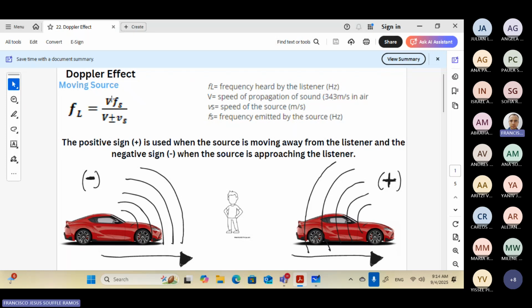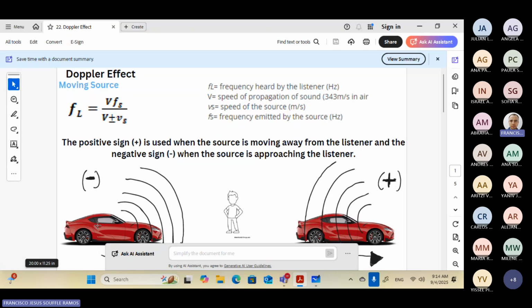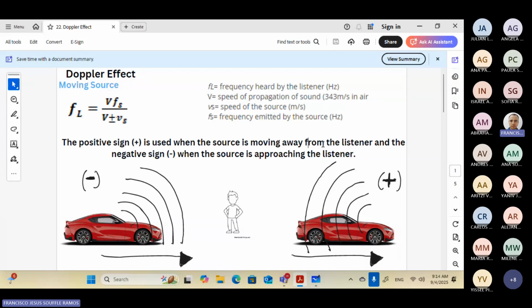It's V right here, but you just need to change it. And F sub S will be the frequency of the source, in hertz. That's the frequency that the object is making. In this case, it's a car, so the frequency will be in hertz. And if you don't have those units, you need to change it. The same with this right here.